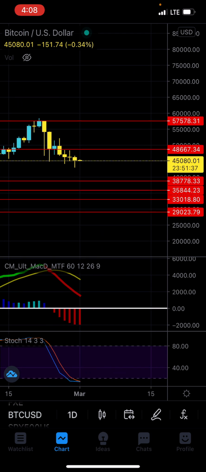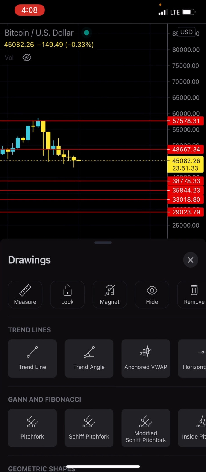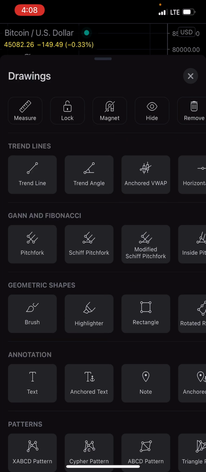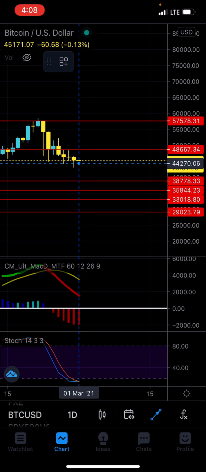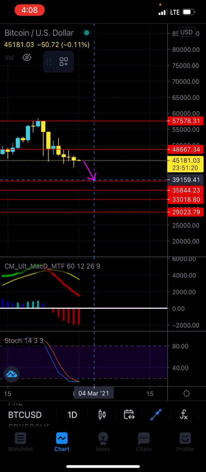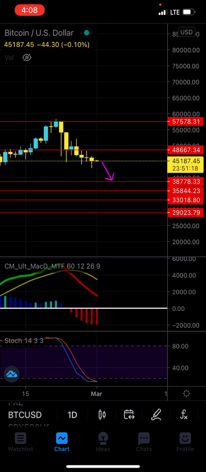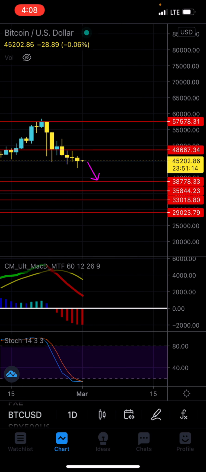I do think that as of right now, more than likely we are going to be going back down to that zone. So what can happen right now? Let me see if I can find an arrow. Where are my arrows, man? There you go. So from right here, it does look like we're going to be headed down this way. It does look like we're going to be touching this zone right here. Just looking at what's going on right now.